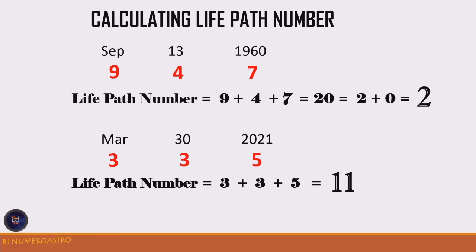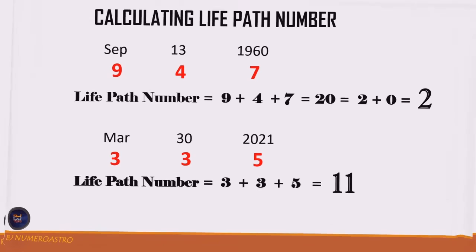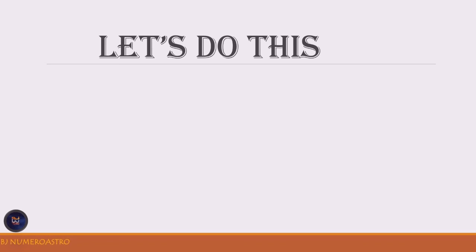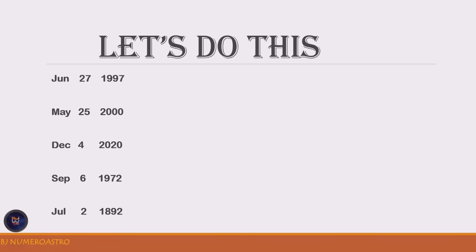So this is all for today's lesson. So let's do this work here. After doing it, let's drop it in the comment section so that I'll be able to guide us wherever we're wrong or whether we got it right. The first one is: calculate the life number for the person born on June 27, 1997, the person born on May 25, 2000, the person born on December 4, 2020, the person born on September 6, 1972, and the person born on July 2, 1892.